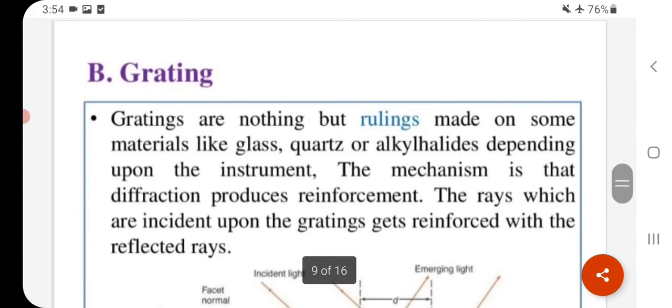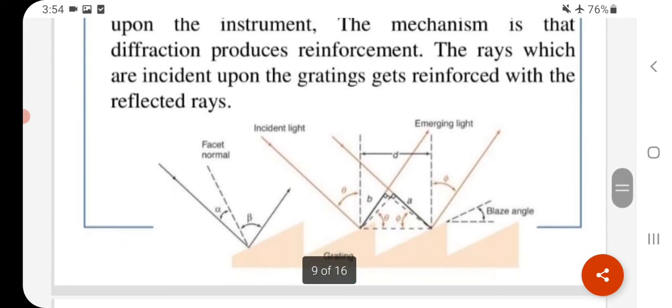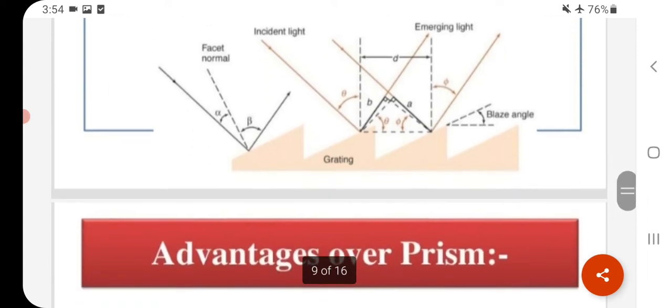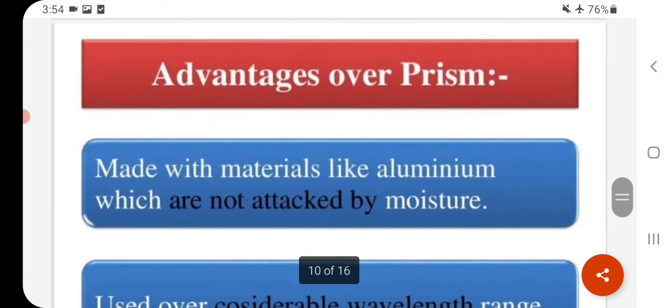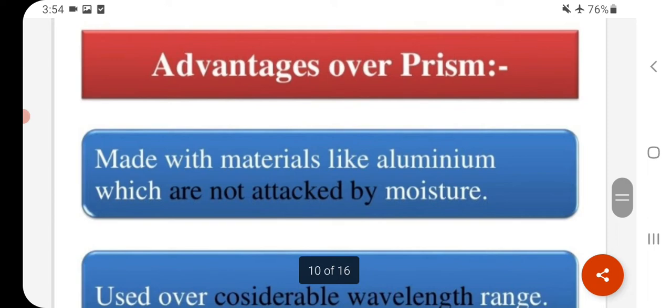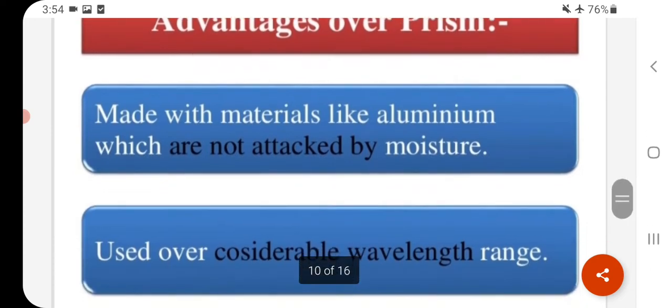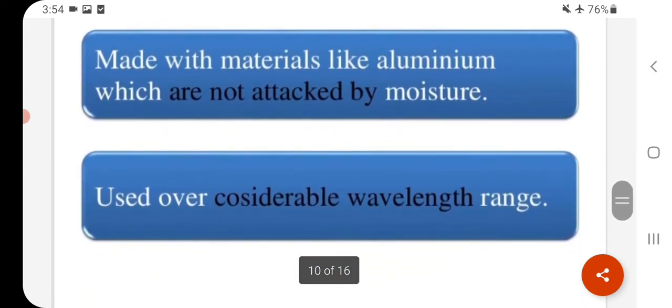Second, grating. Gratings are rulings made on materials like glass, quartz or alkyl halides, depending upon the instrument. The mechanism is that diffraction produces reinforcement. The rays incident upon the grating get reinforced with the reflected rays. These are the diagrams of gratings. Advantages over prism: made with materials like aluminium which are not attacked by moisture, and used over a considerable wavelength range.